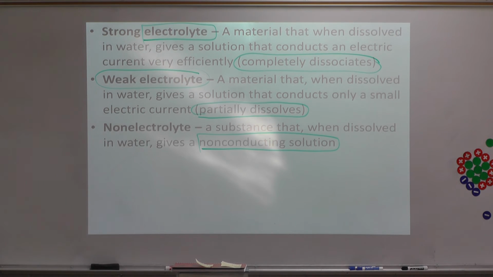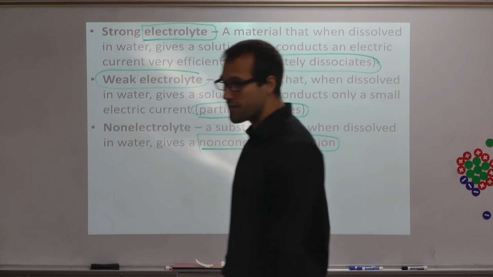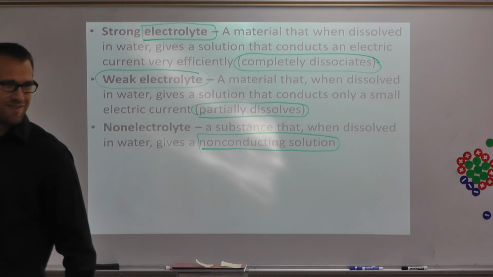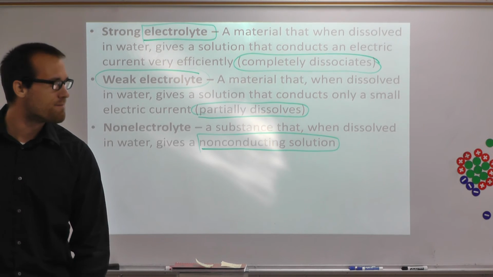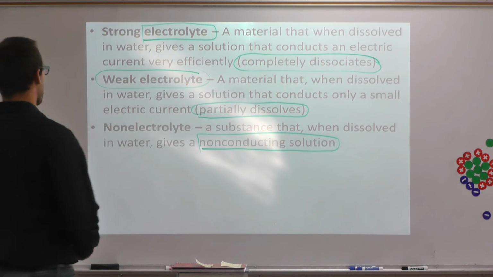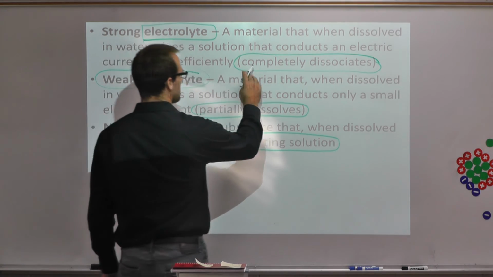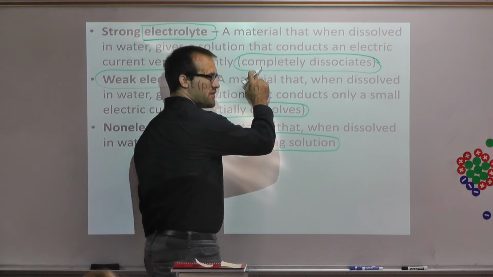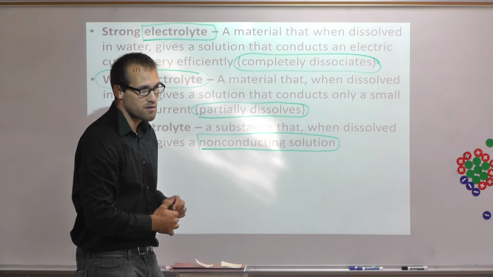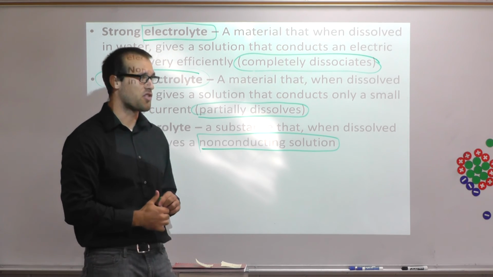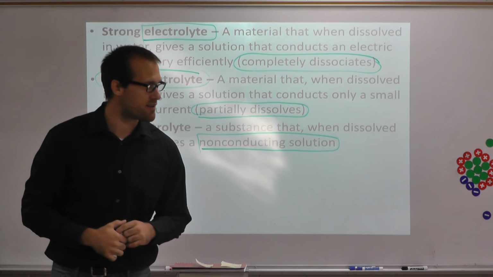Okay? And you guys remember strong acids, strong bases, and weak acids and weak bases from way back. I guess that was probably the most recent thing you learned last year, because it was the last chapter we did. So strong electrolytes completely dissociate, and the reason why is that if it completely dissociates, you have a lot of what in solution? Ions. And ions are the charge carriers.